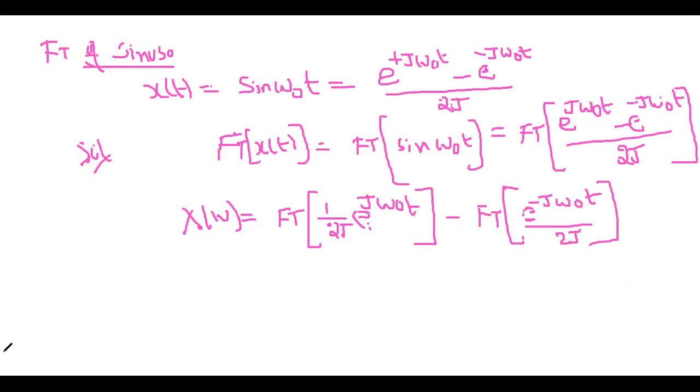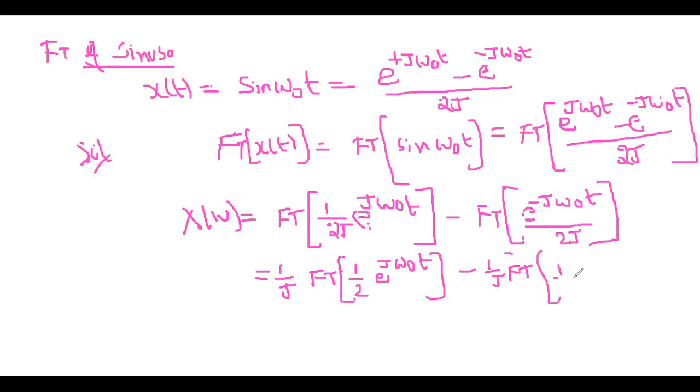So again it is rewritten with 1 by j taken as common: 1 by j is a Fourier transformation of 1 by 2 e power j omega naught t, minus, here also the 1 by j is common, Fourier transformation of 1 by 2 e power minus j omega naught t. Okay, my dear students.